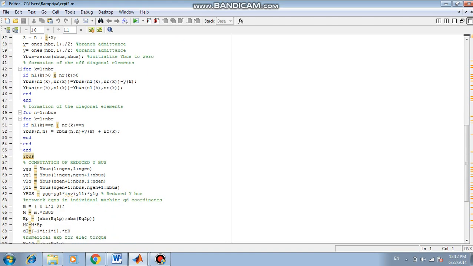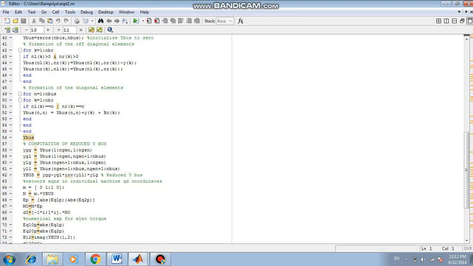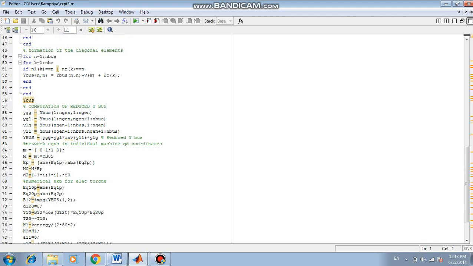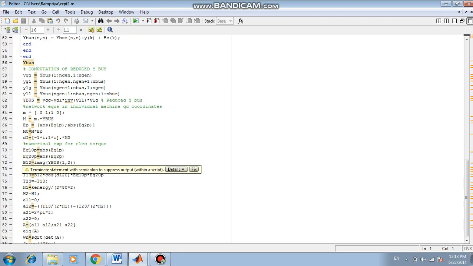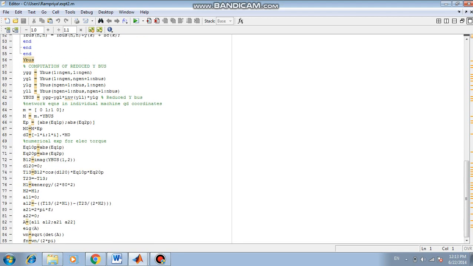Then next I have computed the reduced Y bus from line number 58 up to line number 62. Then I have found the network equations, and then the torque equation, then the frequency equation, natural frequency, everything I have done by the formula. Then now I am running this.